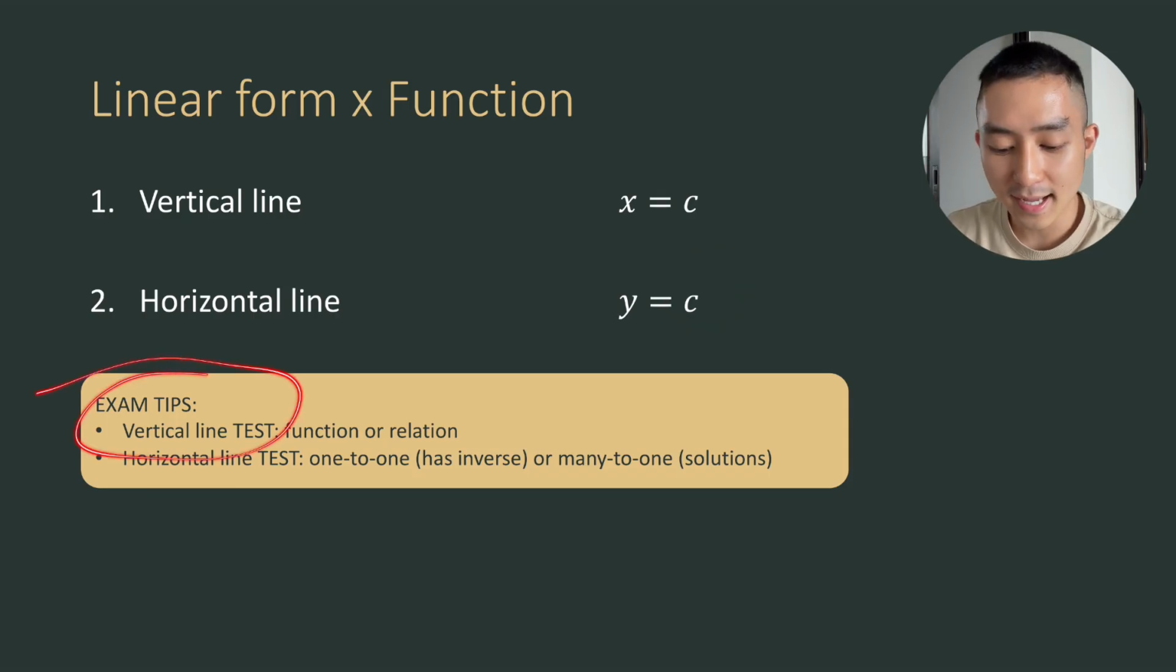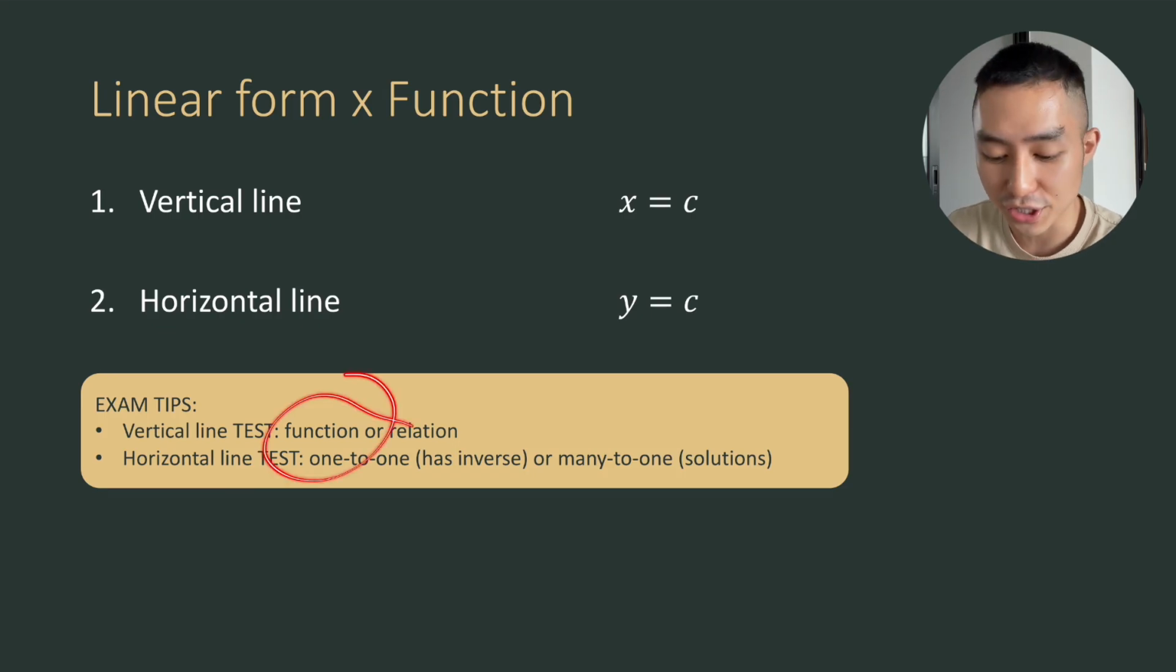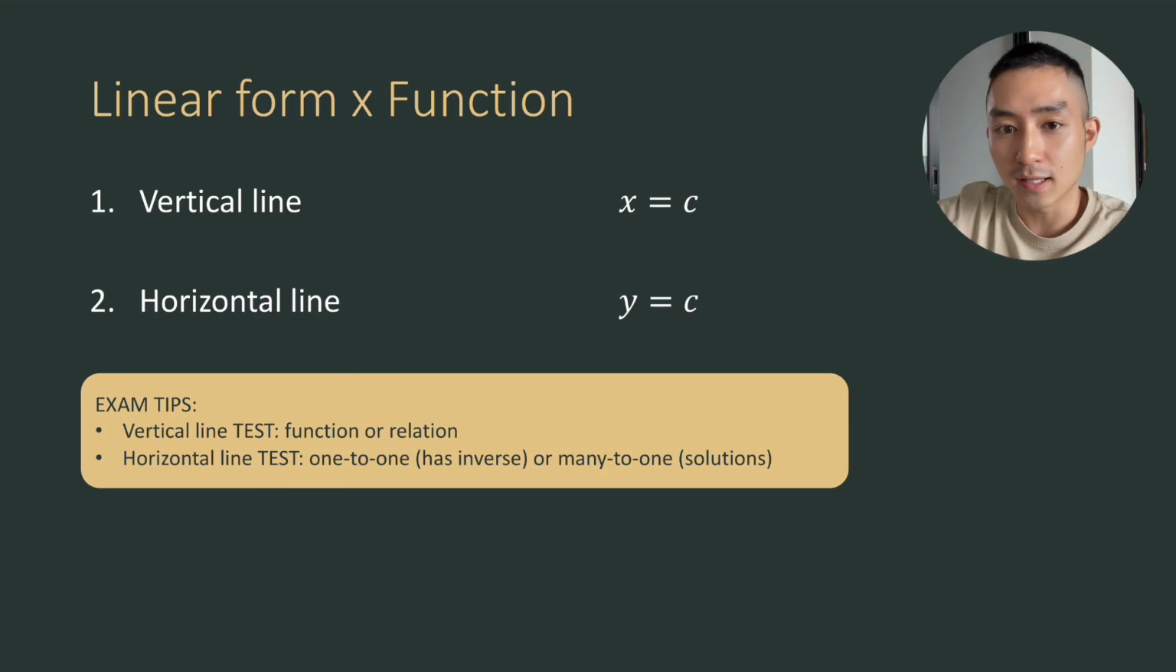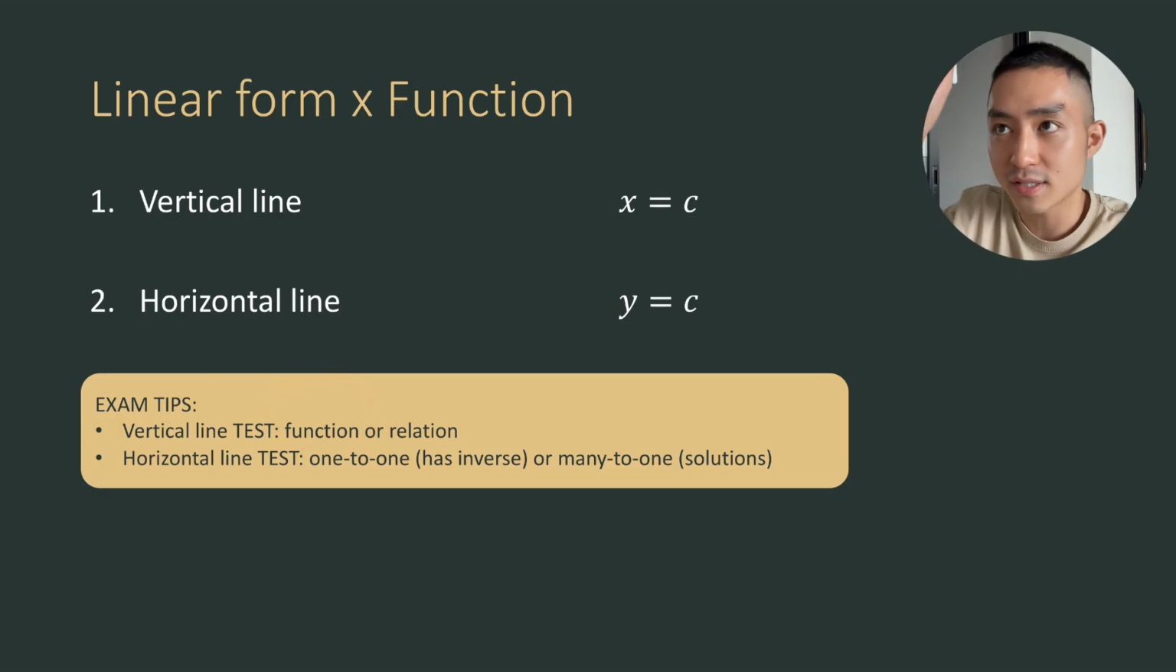So the vertical line test helps to check whether an equation is just a relation or a function. If you draw lots of vertical lines and each only crosses one point on that equation, it means that what you're having is a function. And if it's crossing a lot of points, 2, 3 or more, it means that you have a relation.